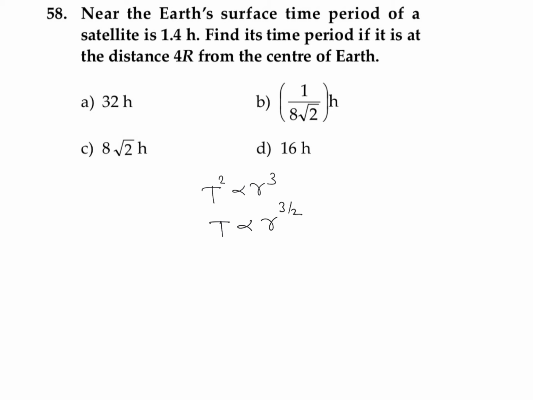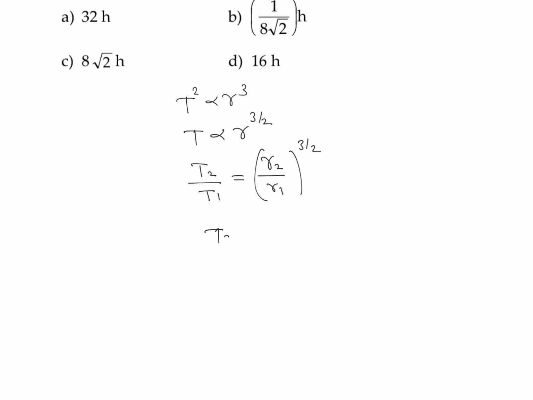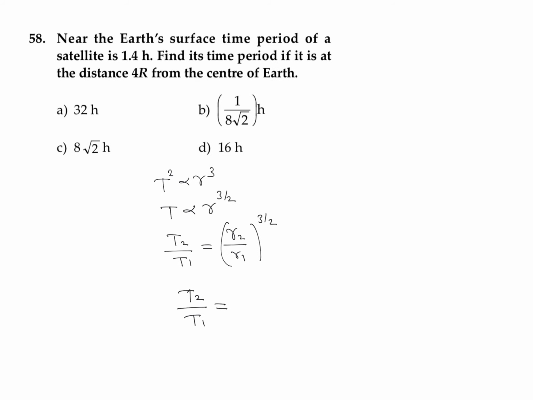So we can write the time period in second situation by time period in first situation is equal to radius of orbit in second situation by radius of orbit in first situation raised to 3 divided by 2. So this can be written as T2 by T1 is equal to radius in second situation, which becomes 4R, and radius in first situation is R, because initially it was near to the surface of Earth, so we can take orbital radius as the radius of Earth, and now the orbital radius is given as 4R from the center of Earth, so raised to 3 divided by 2.